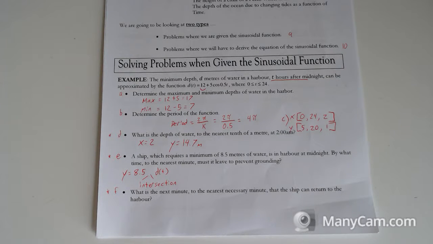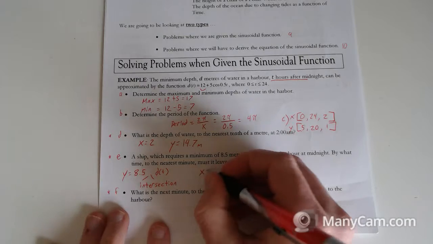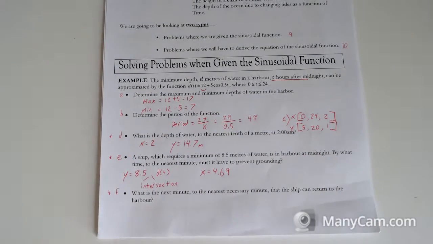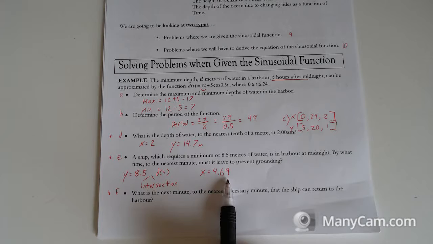So when must they actually leave by? If you do that, you should get an x value of 4.69. Now what does this mean? We need to convert this into time. So whenever you have decimals and you want to convert into time, you always do the same thing. Hopefully you guys can already kind of figure this out.